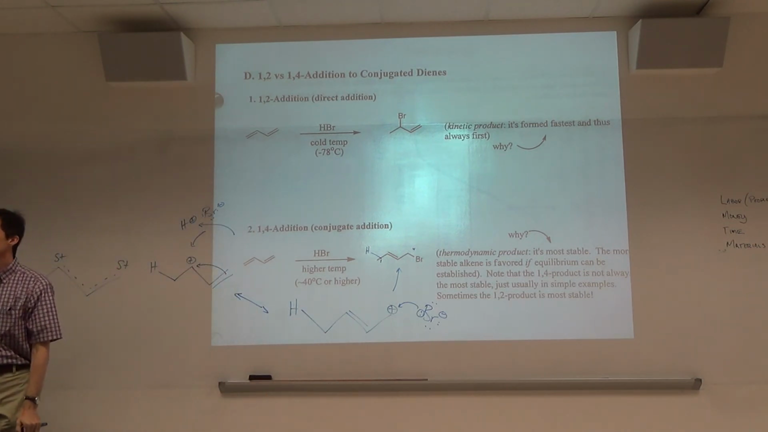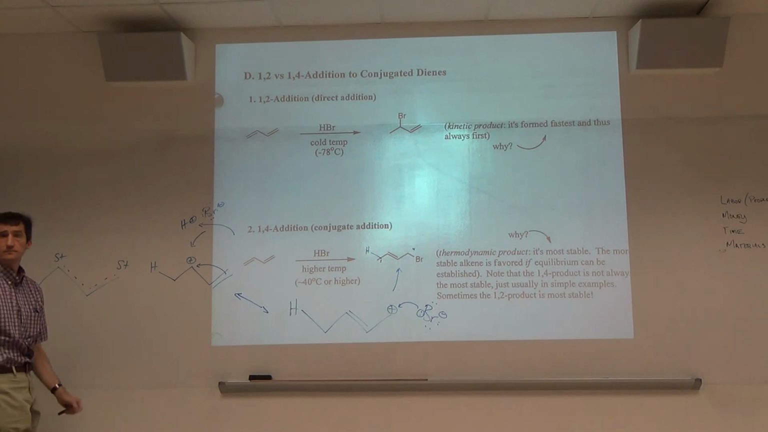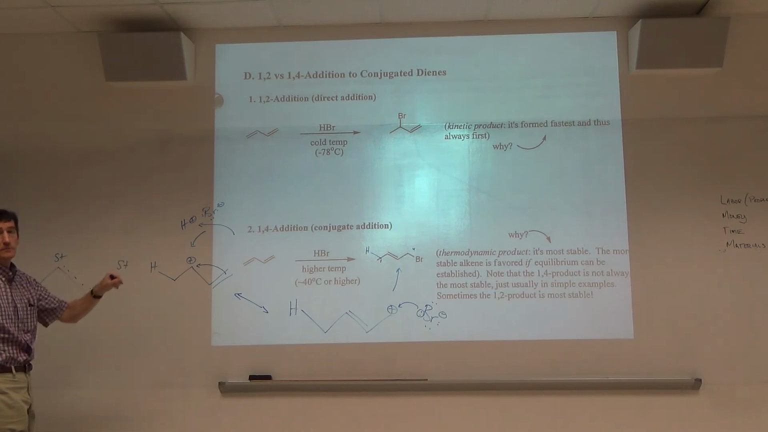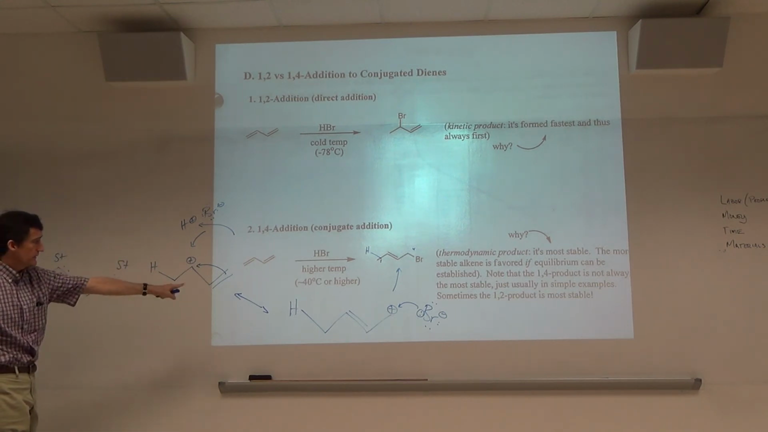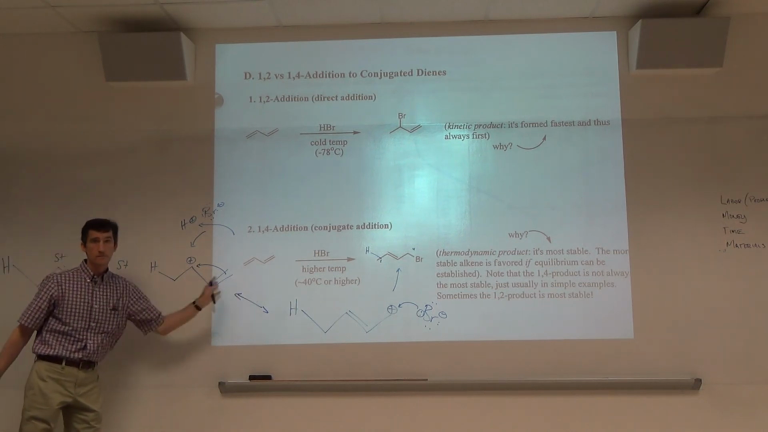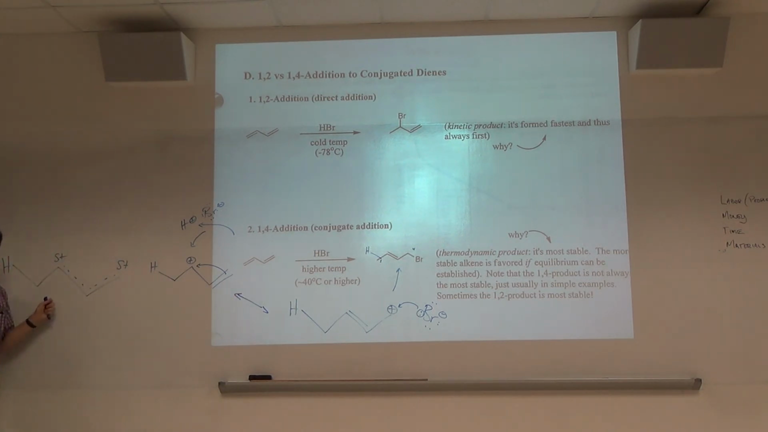Questions about 1,2 addition, 1,4 addition? So 1,4 still has only one intermediate. Is it only one intermediate, or are there two intermediates? Both of these mechanisms only have one intermediate. It's right there. That's one intermediate, right? There it is in real life. That's the true intermediate. Where does the Br add?